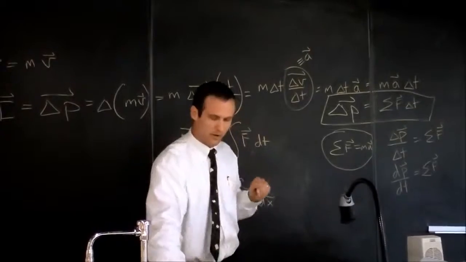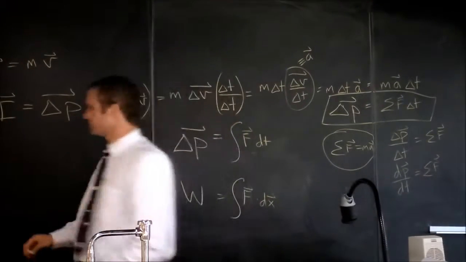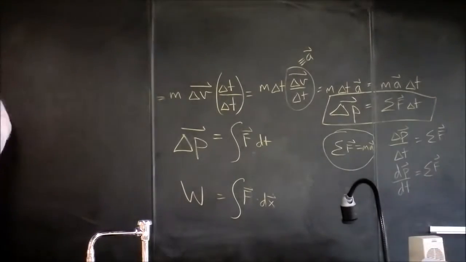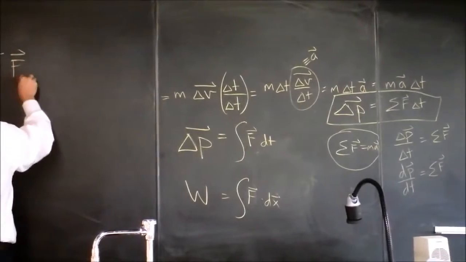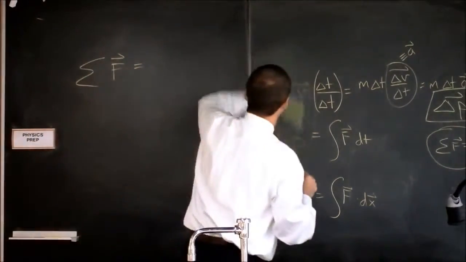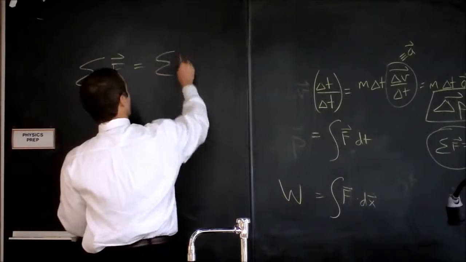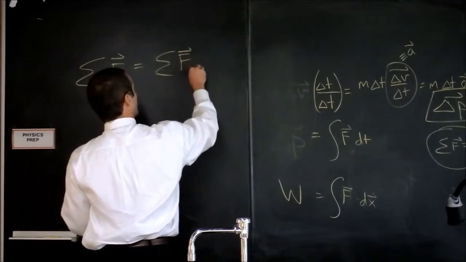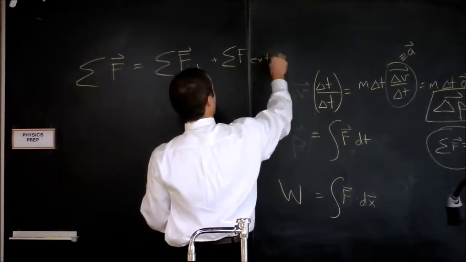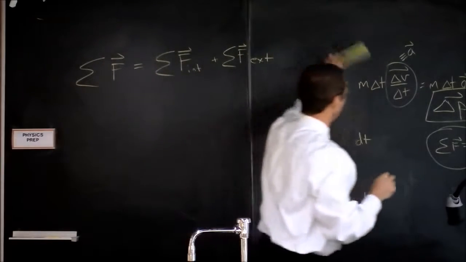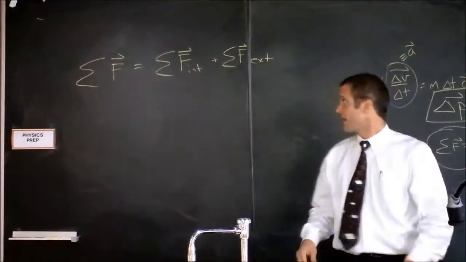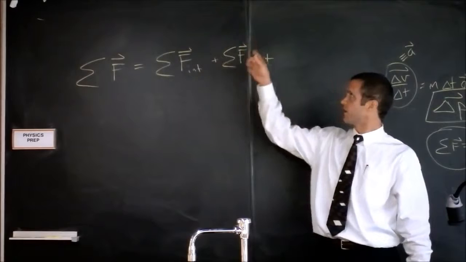The next thing I want to talk about is net force. This idea of net force has already been in here, so we need to address it a little bit more carefully. If we are interested in finding net force, we could say that net force is equal to the sum of all internal forces plus the sum of all external forces. Reasonable, right? The net force on a thing is a sum of all the forces that act on it. So all the internal forces plus all the external forces.